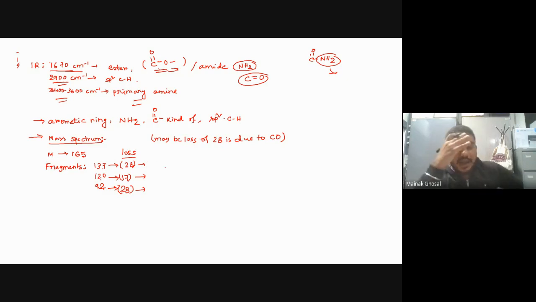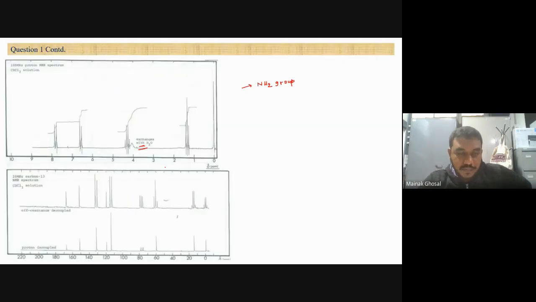So IR and mass are not able to give me any information about the structure of the compound, and neither is it possible using UV visible spectroscopy. So we need to go to another spectroscopic technique. Now we go to NMR. In NMR you see an interesting feature: the water solvent exchangeable proton is there, which clearly indicates that an isolated NH2 group is present in the molecule.